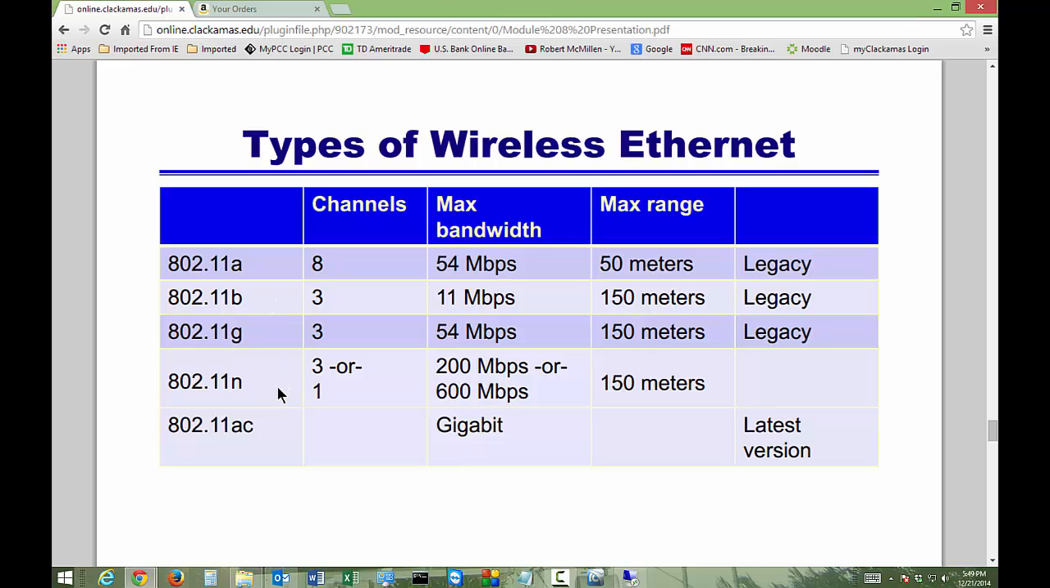However, I don't think so, and that's because 802.11n came out a few years back, and they finally settled on a standard for N. For a long time there were two different standards, and they finally came down with one that most of them use. So if you use the 3-channel option, you can get 200 megabits. If you use the 1-channel option, you can go with 600 megabits up to 150 meters away.